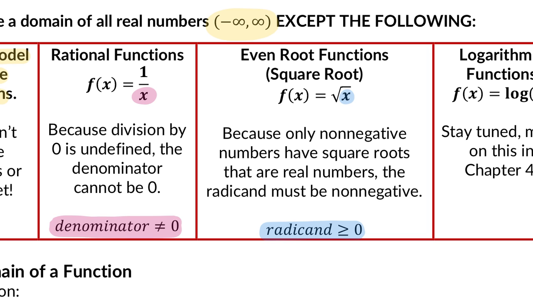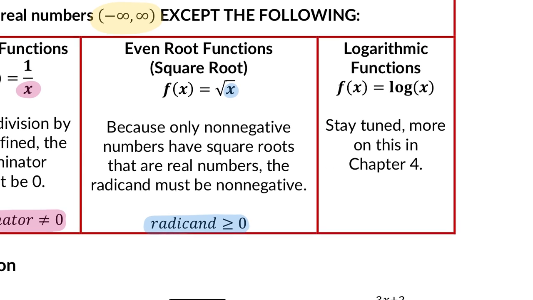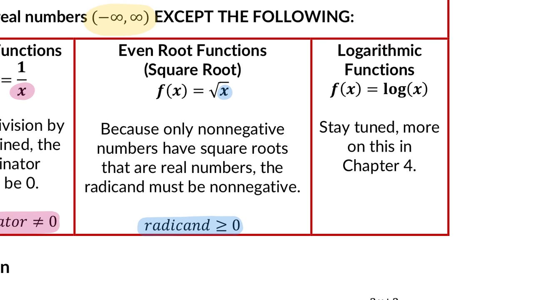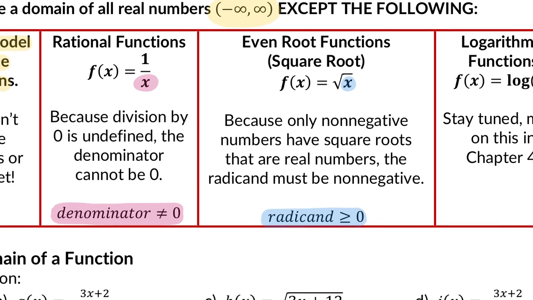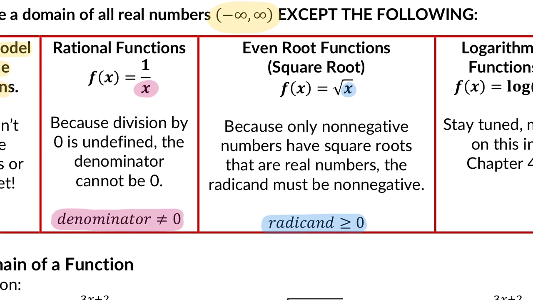The last type of function that has a restriction on its domain is a logarithmic function. We're not really discussing logarithmic functions in detail. That's what chapter 4 is about. But just know as a preview, logarithms will also have a restriction on the domain. The argument has to be greater than 0, but we will discuss that later. We're focusing mainly on these two today, rational functions and square root functions.